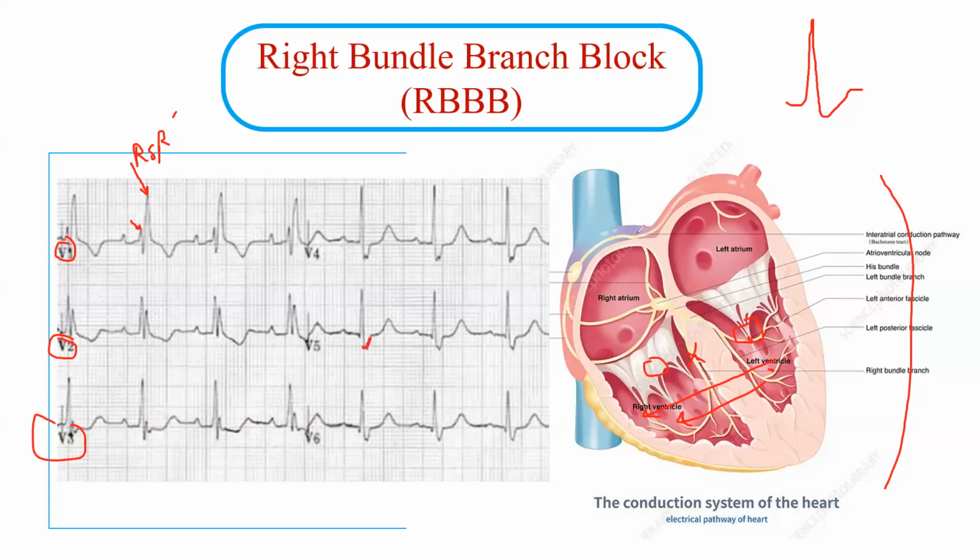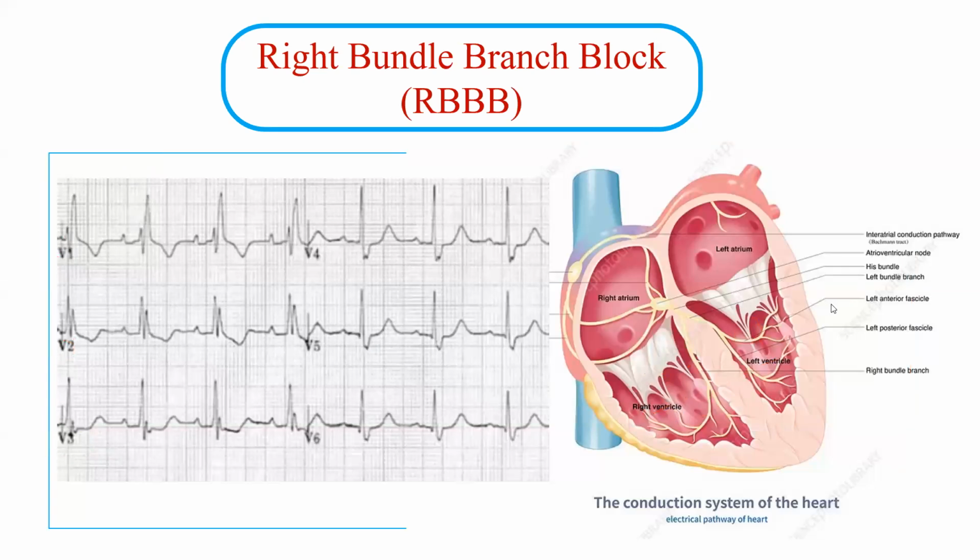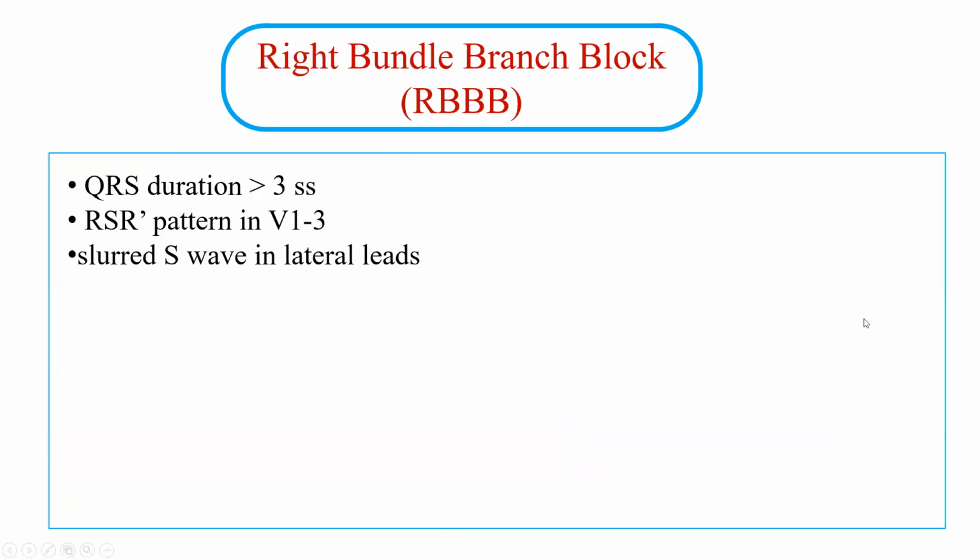So let's talk now about all the criteria that make the diagnosis of right bundle branch block. We have 3 criteria. Number 1, QRS complex duration is more than 3 small squares, which is 120 milliseconds. Okay, this is number 1 because the electricity is traveling slower. Number 2, we see an RSR prime pattern in V1 to V3. And number 3, we see a slurred S wave in lateral leads. These are the 3 criteria for right bundle branch block.